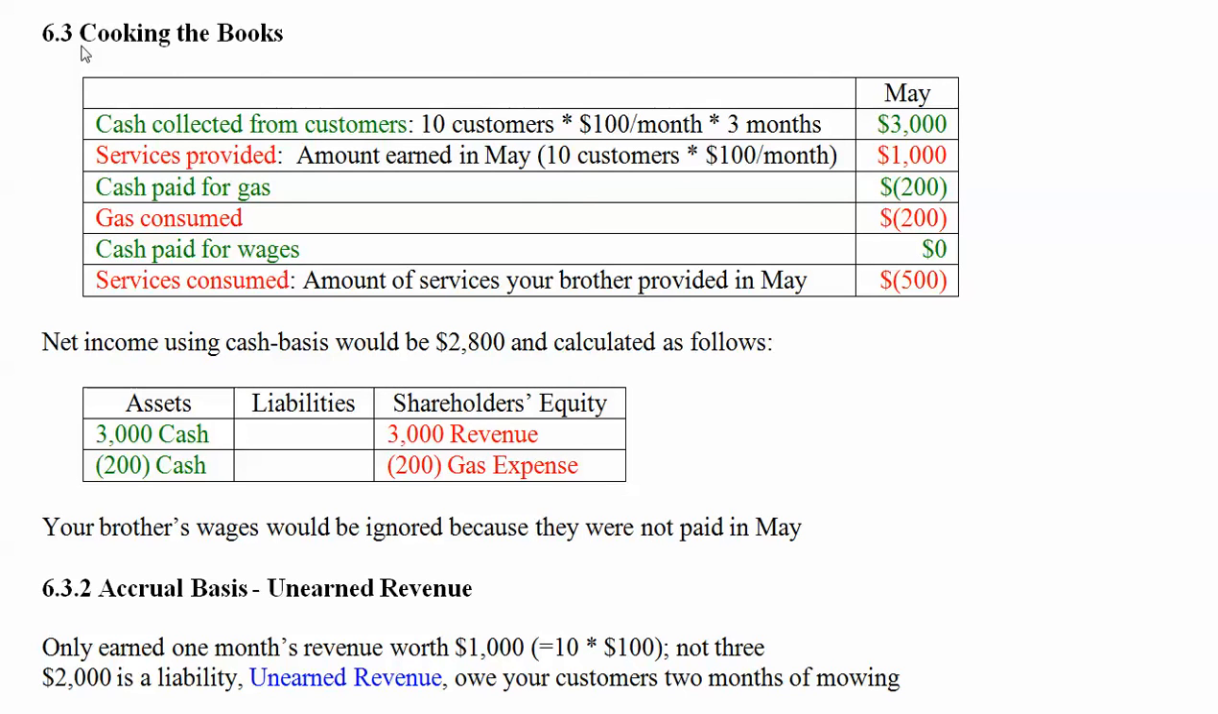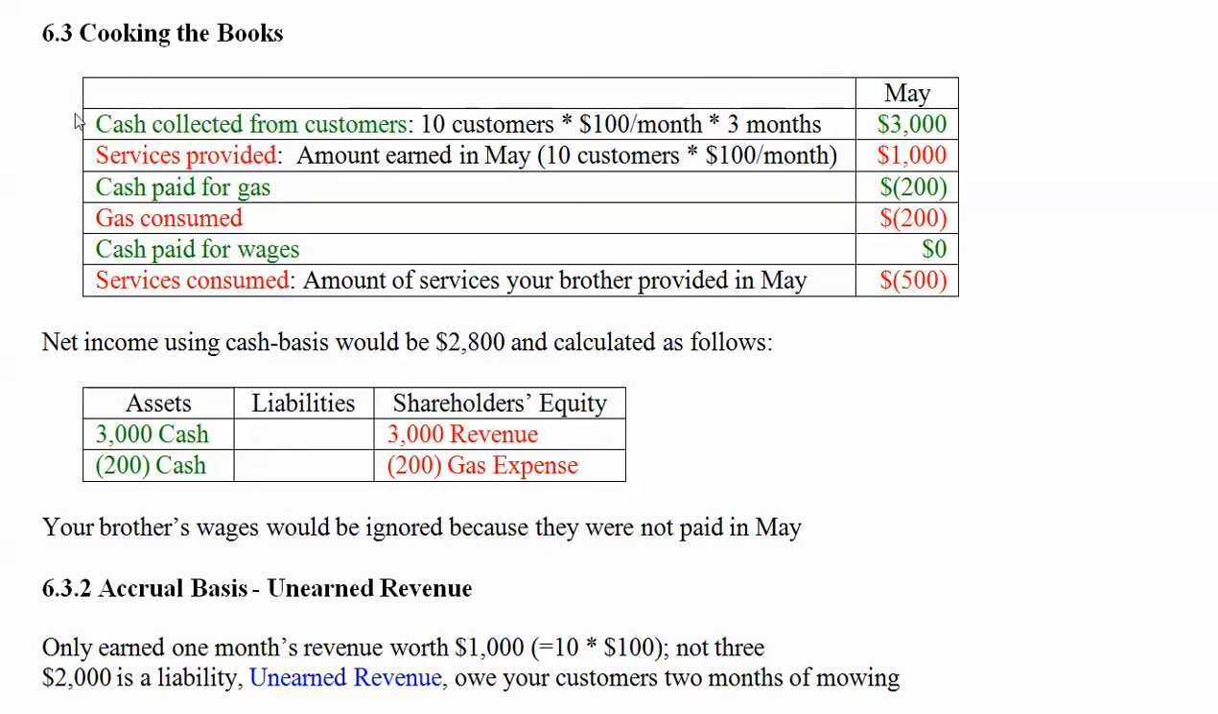Let's discuss the difference between cash basis and accrual basis. We start this portion of the module where we're cooking the books using cash basis. The bank has requested that you give them an income statement for the month of May, and it didn't specify whether to use cash basis or accrual basis.